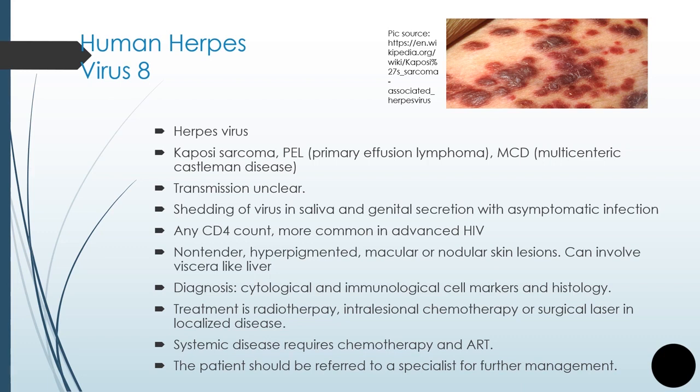Treatment is done with radiotherapy, intralesional chemotherapy, or surgical excision of localized disease. Systemic disease requires chemotherapy, and early initiation of ART is recommended. The patient should be referred to a specialist for further management.